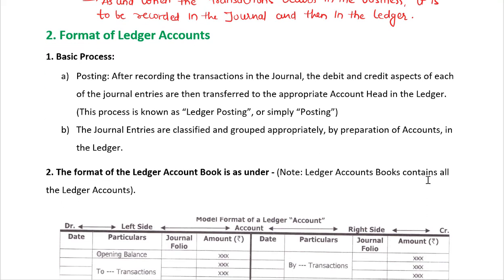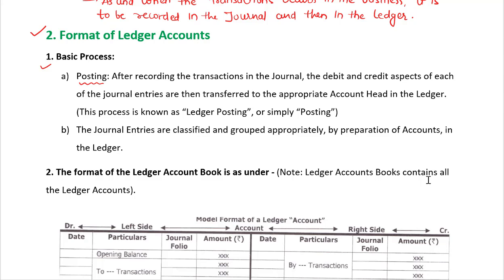Let's move ahead with another topic, that is format of ledger accounts. What is the basic process? Number one, posting. That means what?